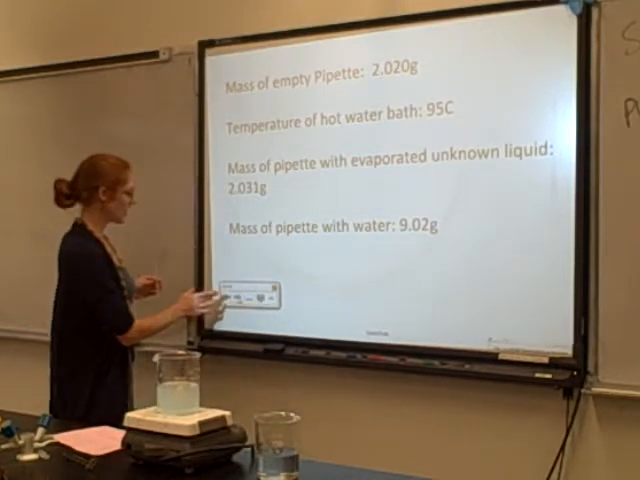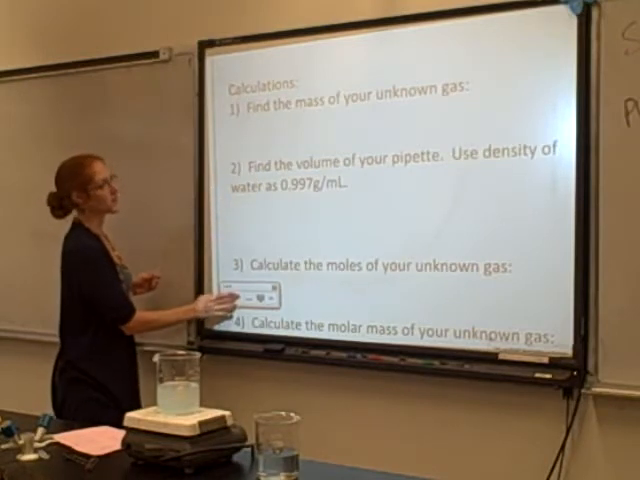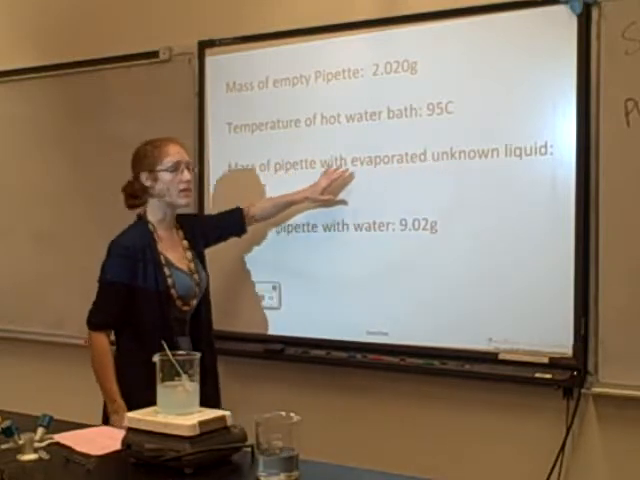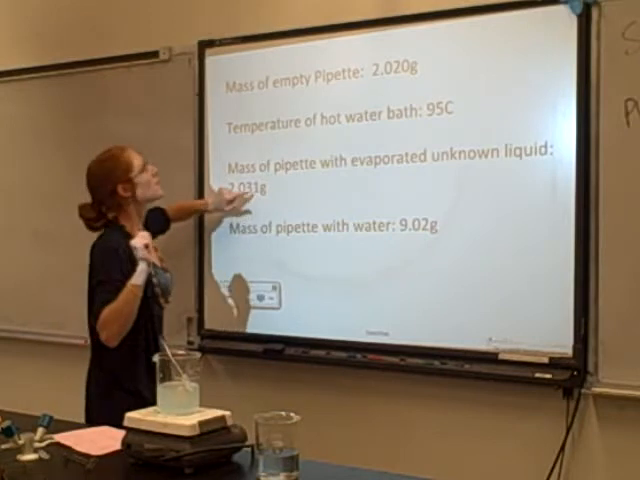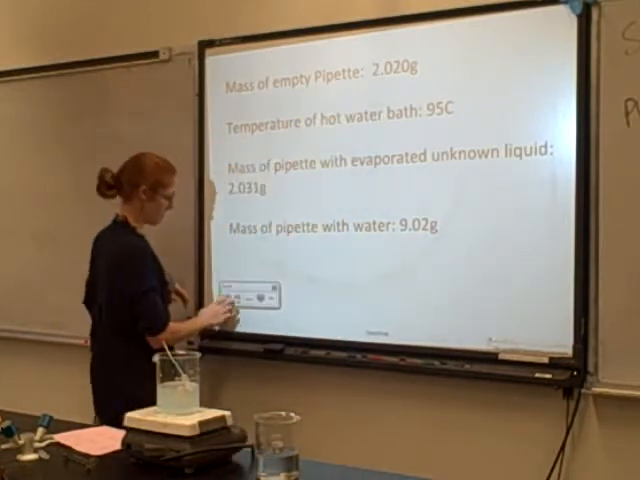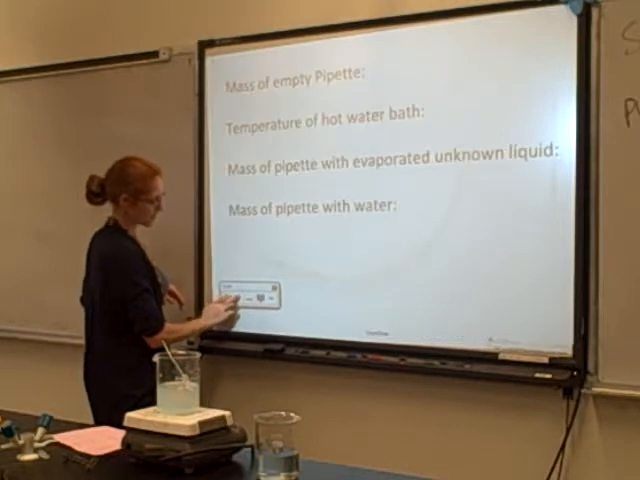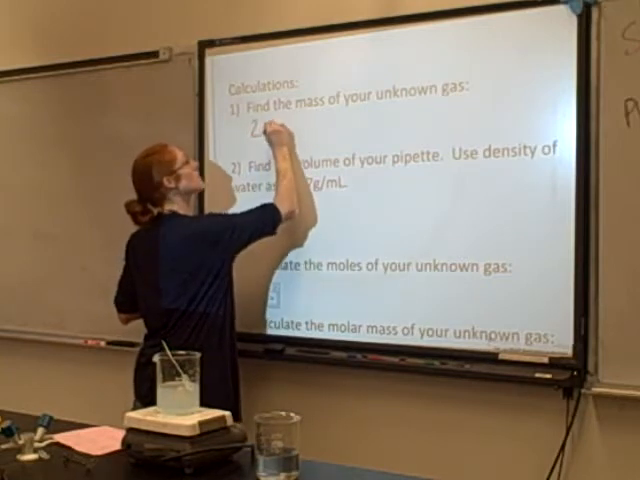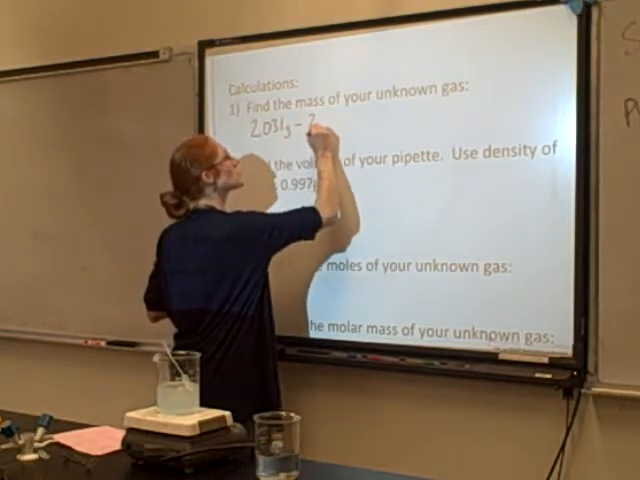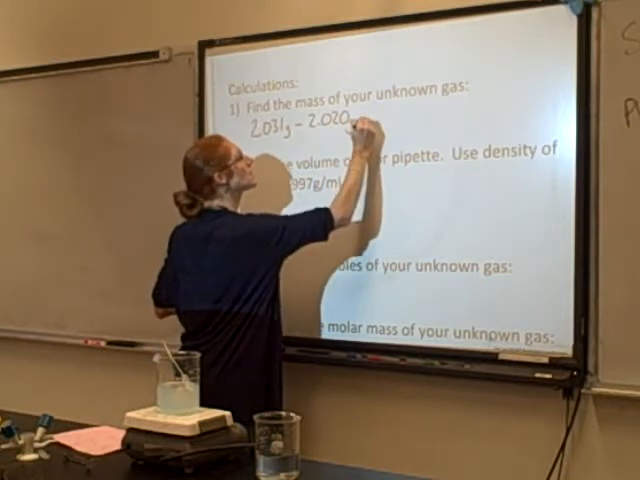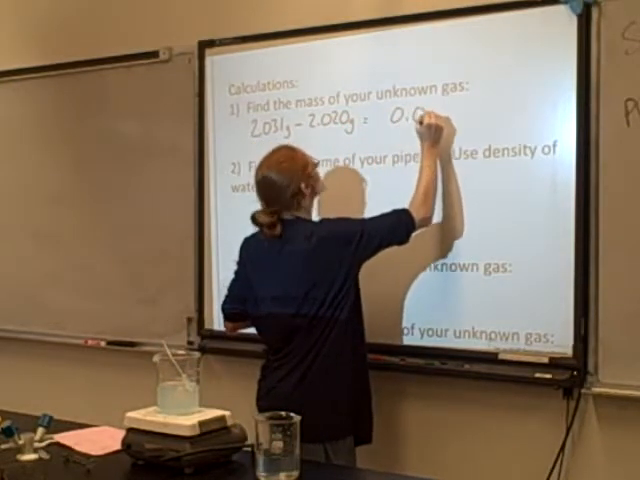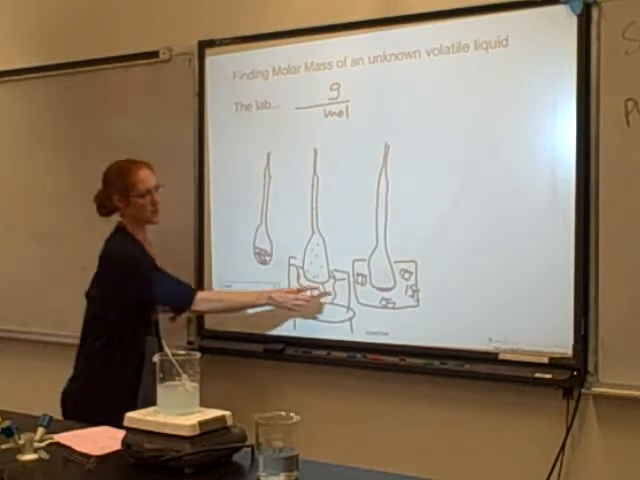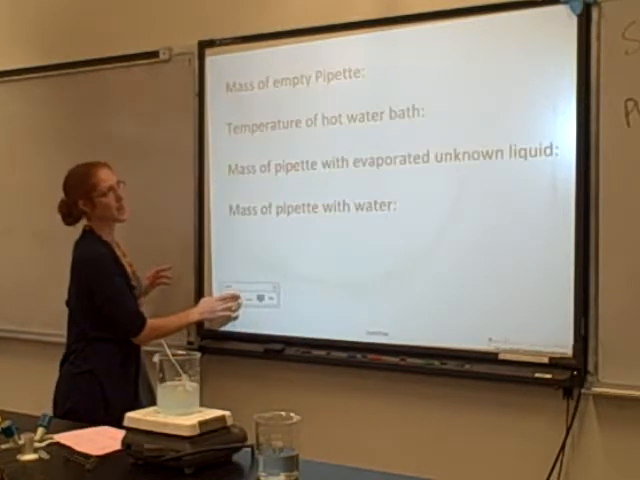So the first thing we're going to figure out is the mass of your unknown gas. That's going to be the mass of the pipette with the little bit of condensed liquid at the very end minus the mass of your empty pipette, right? So 2.031 grams minus it was 2.02 grams when it was empty. Okay, so that gives us 0.011 grams. That's going to be the mass of that little bit of liquid right there, because we subtracted the mass of the plastic basically.